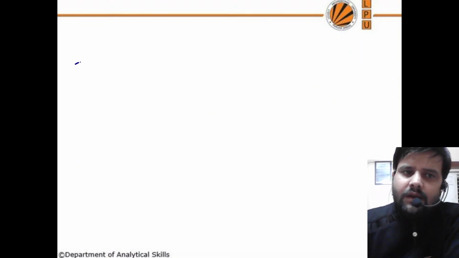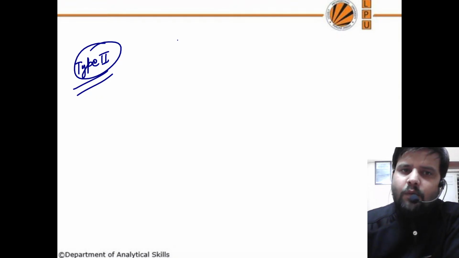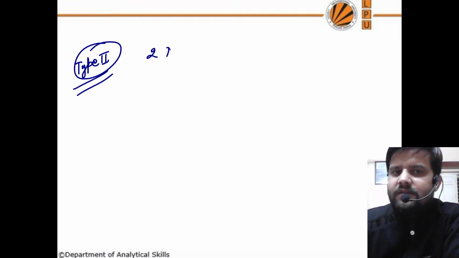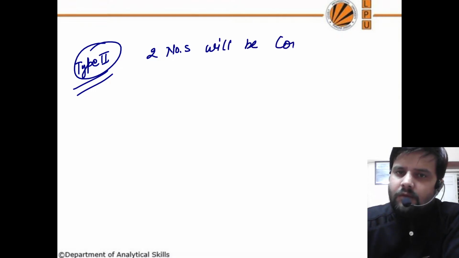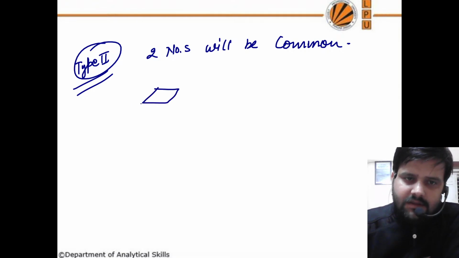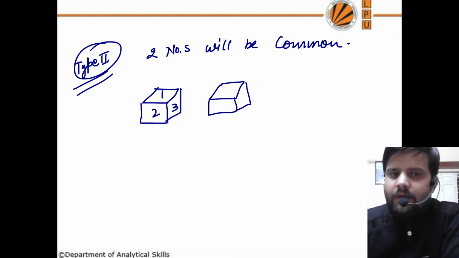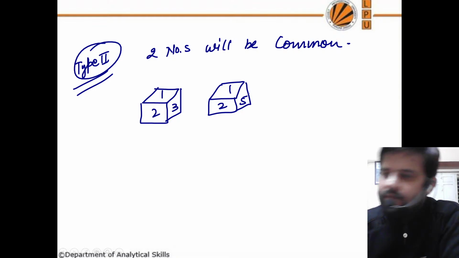So now in type 2, in type 1, one number was common. In type 2, two numbers will be common. For an example, I am making an image like this: 1, 2, 3, and here also it is 2, 1, 5. Getting my point?